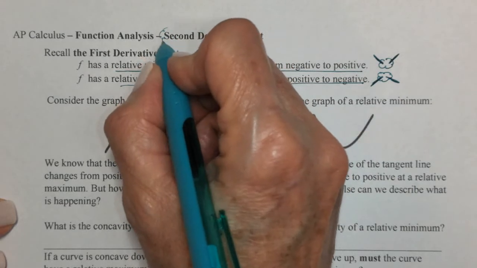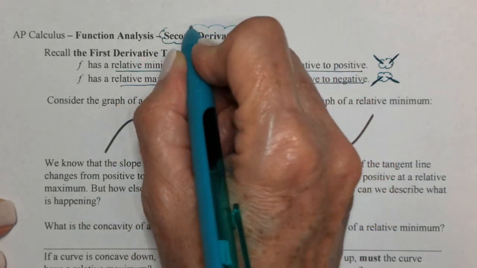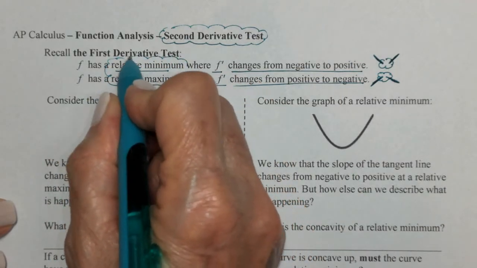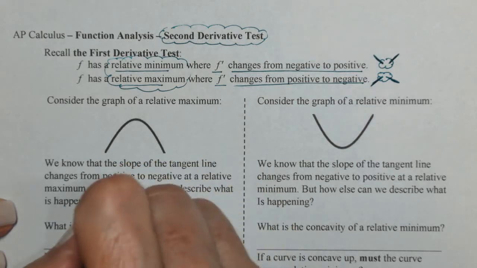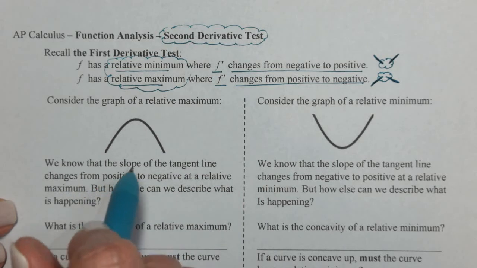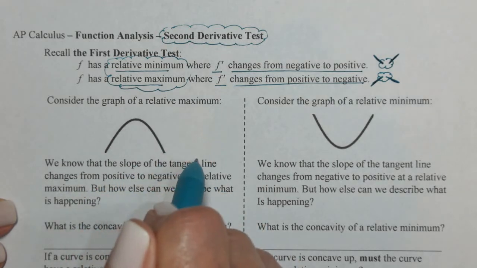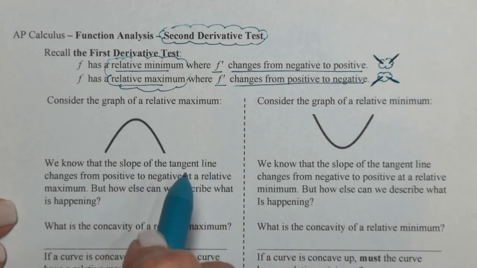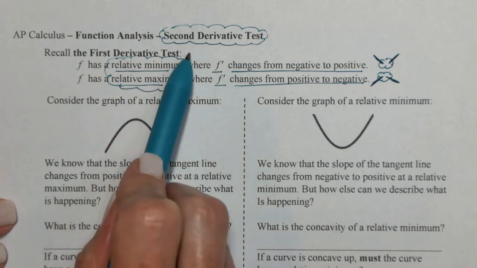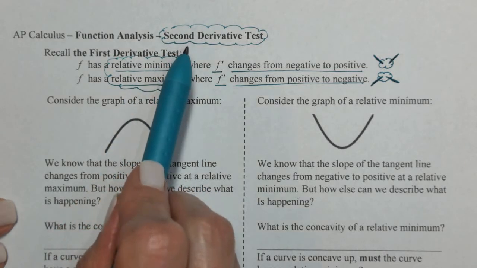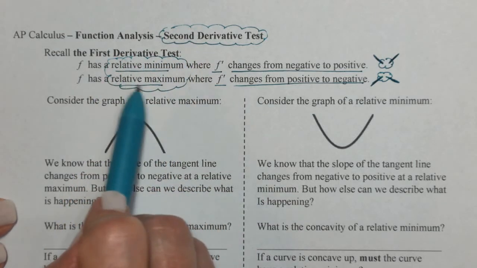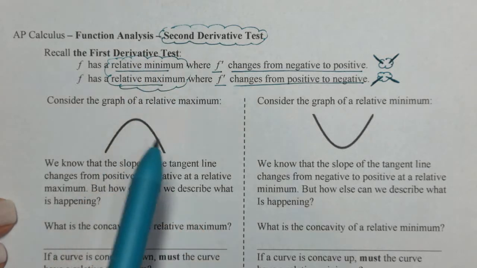The second derivative test is going to be another test used to find a relative min or a relative max. It's an option that you can use, and it must be used on some types of problems where we're not given enough information to use the first derivative test. But the second derivative test does exactly what the first derivative test does. It finds the location of a relative min or a relative max.